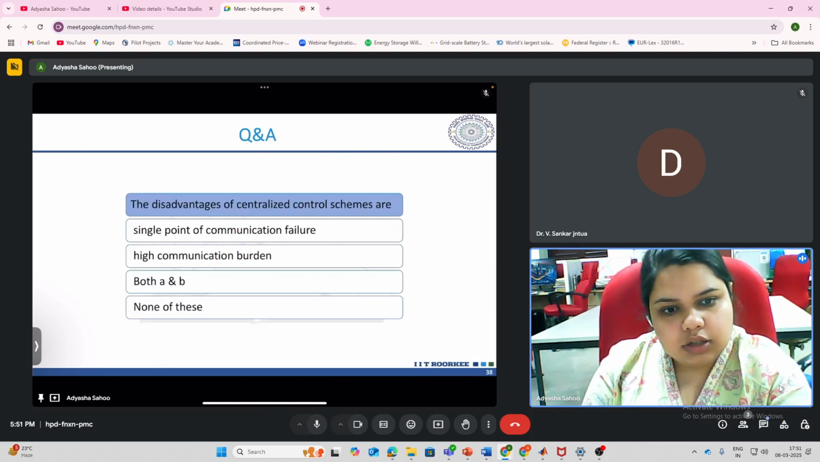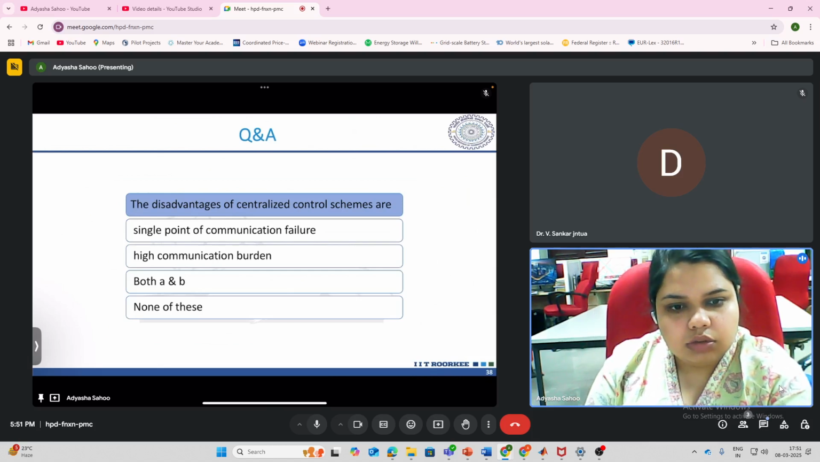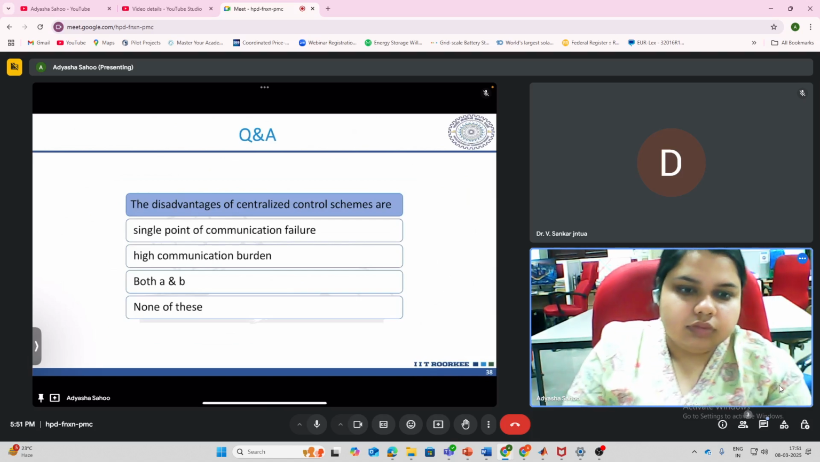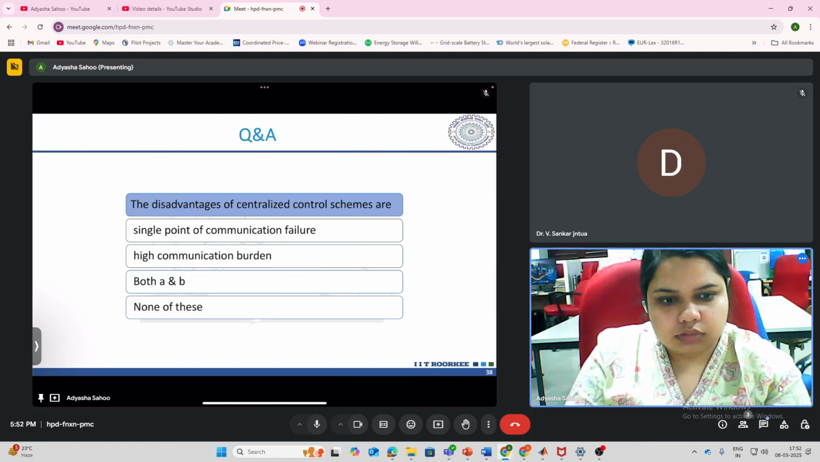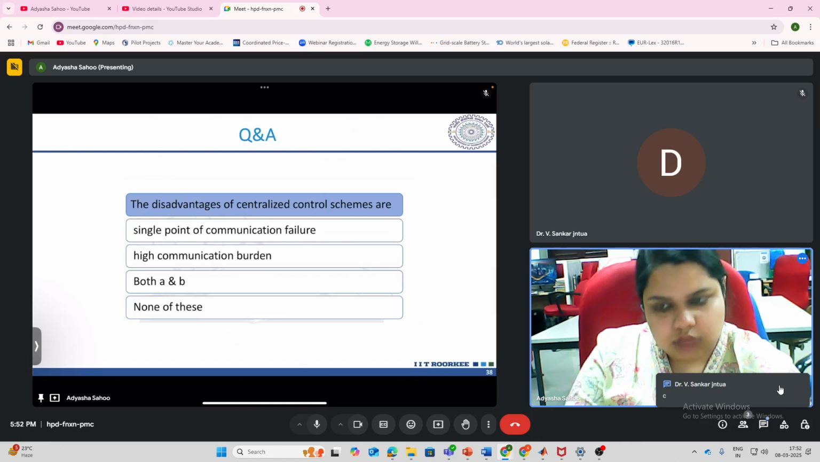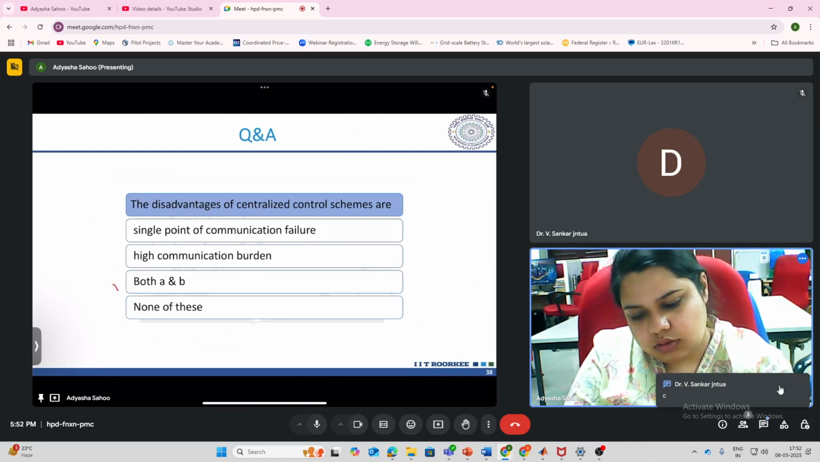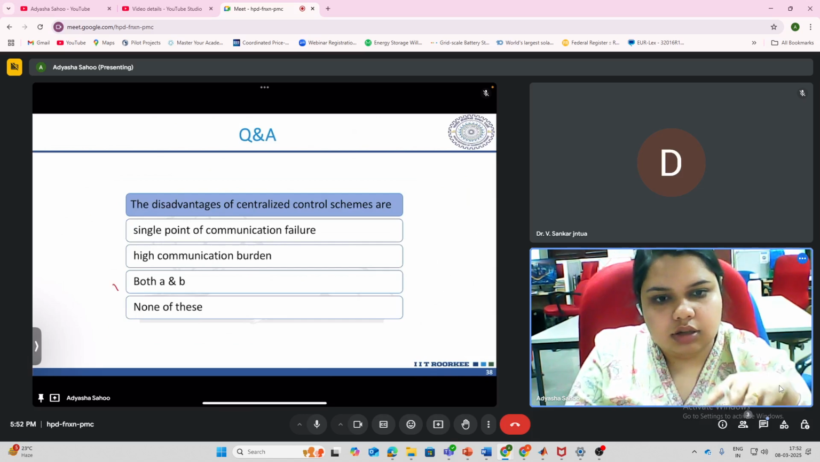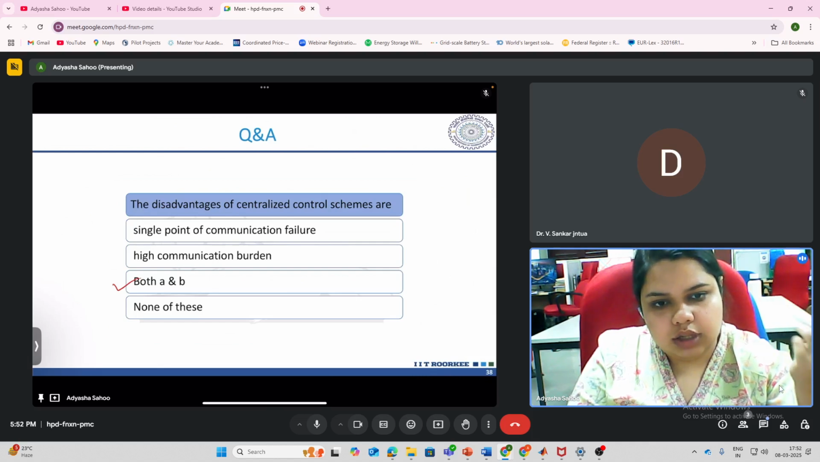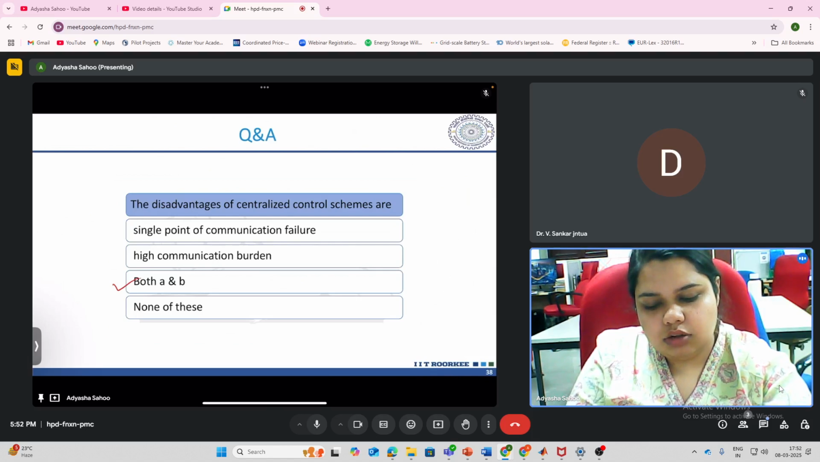Next, the disadvantages of centralized control schemes are a single point of communication failure, high communication burden, or both A and B, or none of this. Yes, it is both A and B that we have seen, because only the central station takes the action. If that station fails, then you don't have any action taking place. Due to that, you also have a high computational burden on the system.